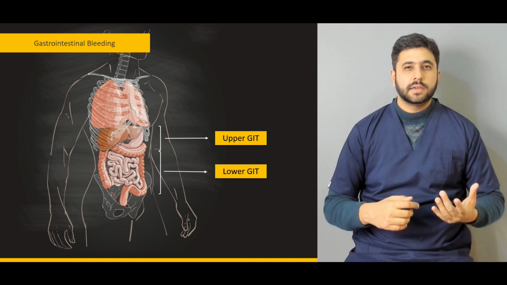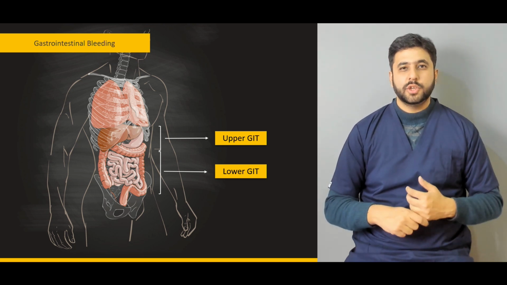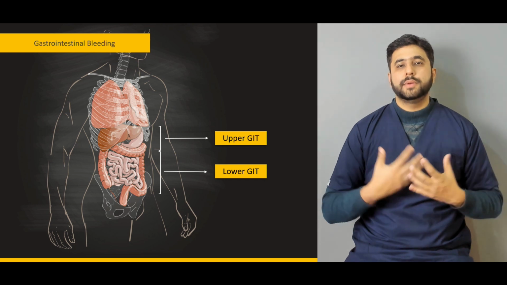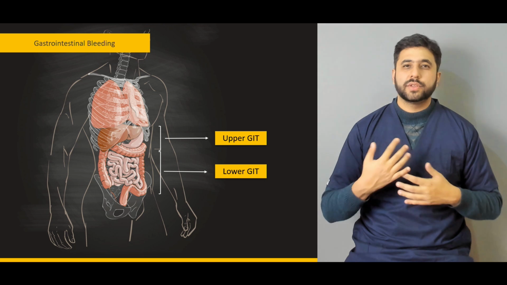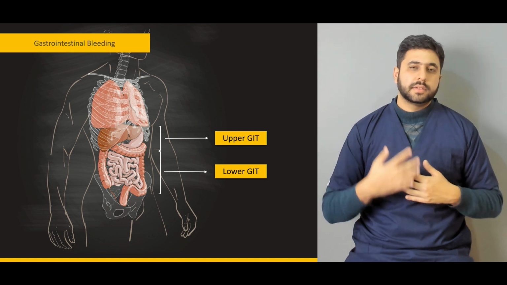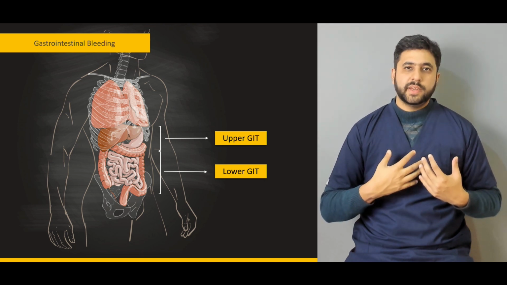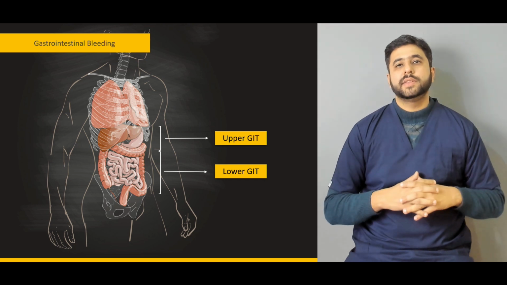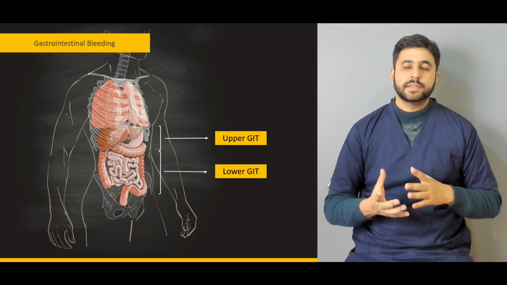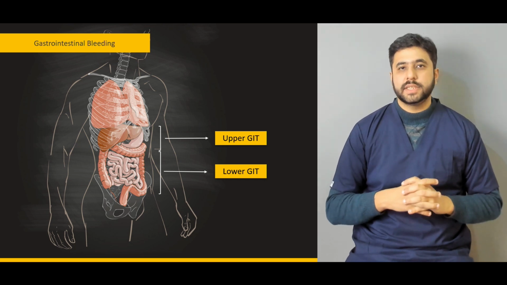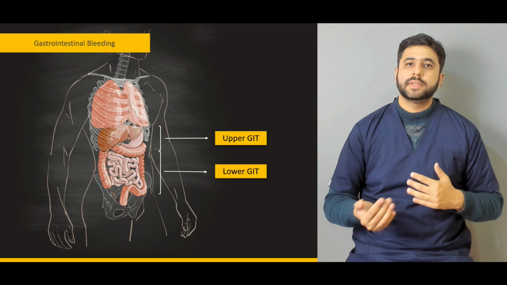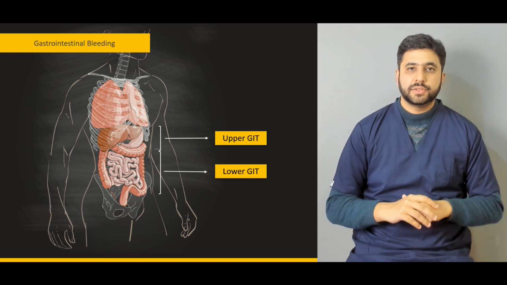Now, why are these stools black, you may ask? This is because when there is bleeding proximal to the ligament of Treitz, or in the upper GI tract, for example in the stomach, or from esophageal varices, the blood comes in contact with the acid, and that alters its consistency, makes it a bit clotted, and alters the protein consistency in the blood. So that's why that blood presents in the form of melena or black tarry stools.